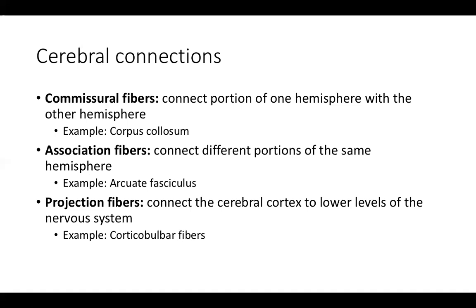An example that I've mentioned here is the corticobulbar fibers. As the name implies, cortico meaning it comes from the cortex, and bulbar meaning it goes to the bulb. That is a tract of white matter pathways that connect the motor cortex specifically to the medulla, which is part of the brainstem, also known as the bulb.